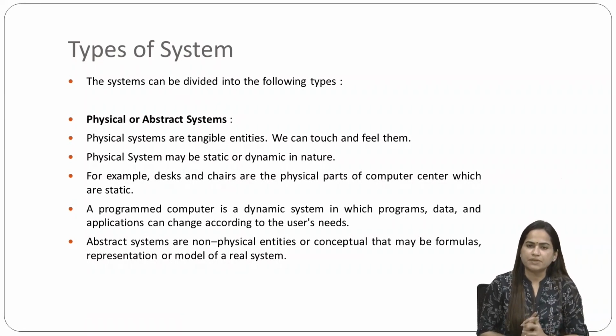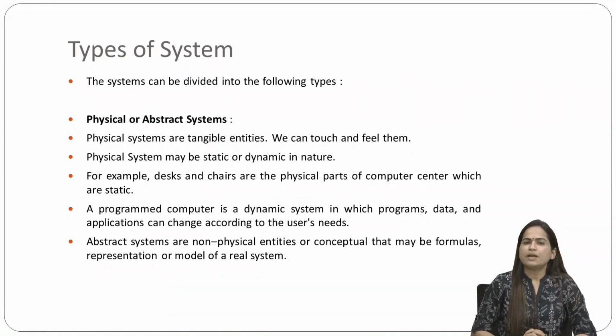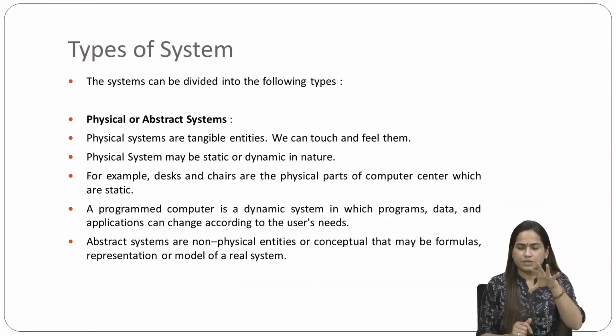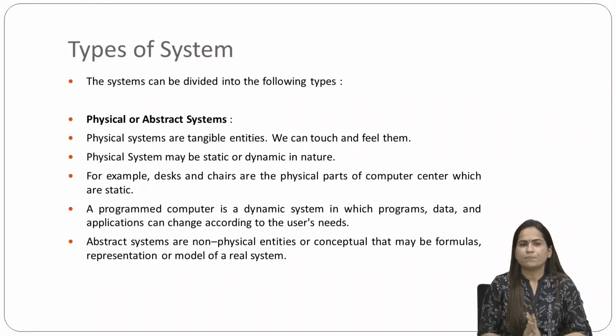After that, the next thing we have is types of system. The systems can be divided into a number of categories, a number of types. First type we have is physical or abstract systems. Now what are physical systems? Physical systems are tangible entities. We can touch and feel them. As the name suggests, physical systems are tangible, we can touch and feel them.